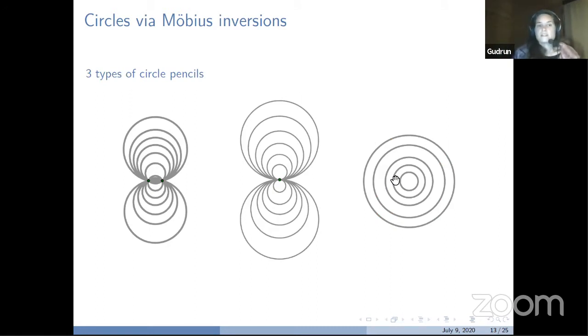What we do is we now consider three types of circle pencils, so a collection of different circles, and we distinguish between three types. Either the circles all intersect in two points, these two green points, or we have a pencil where all the circles are tangent at one point, so they all have this one point in common and are tangent at that point, or we consider circles that do not touch or intersect, so they don't have points in common.